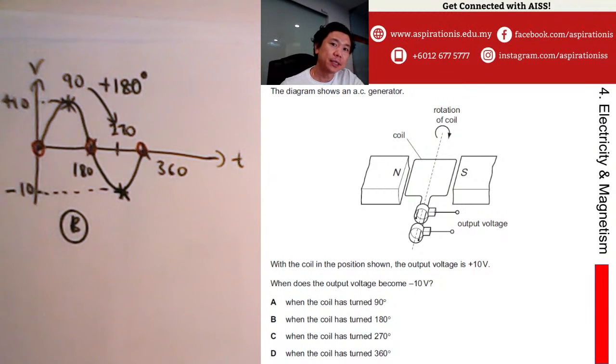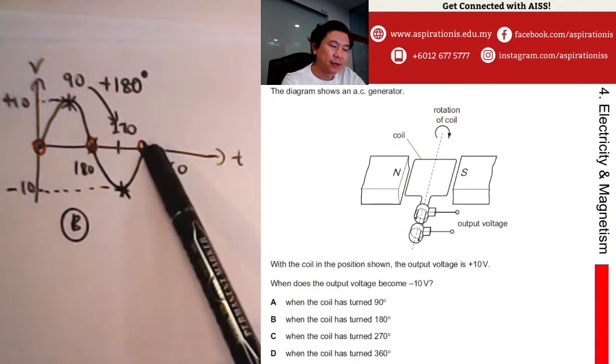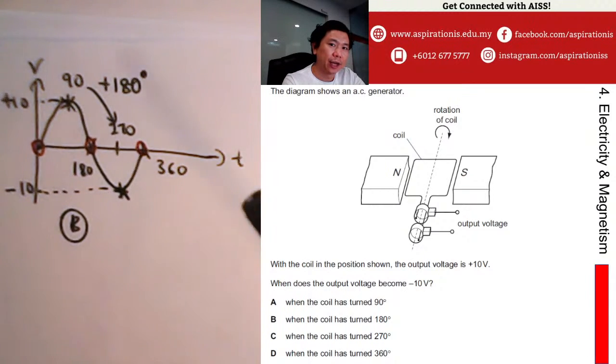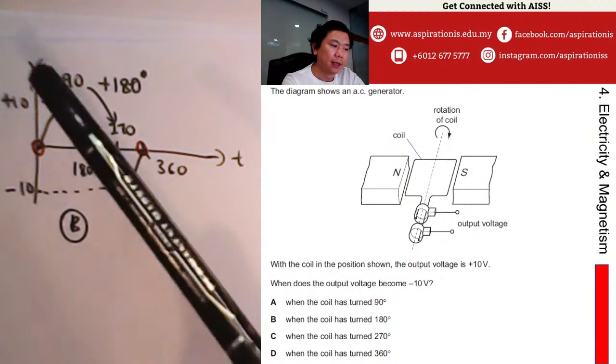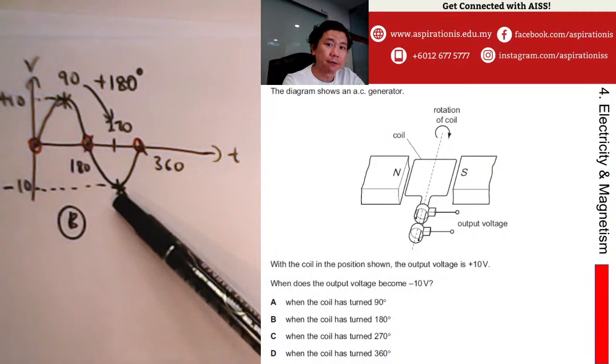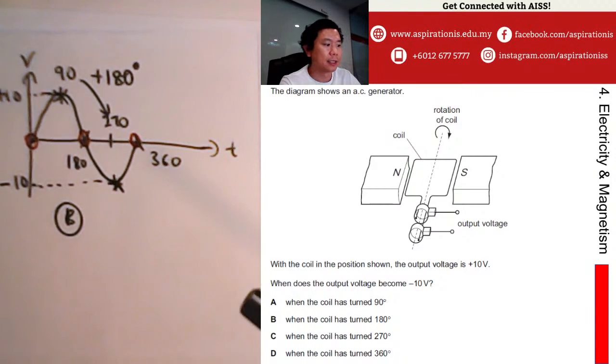I repeat the question. The red dots here, does this happen when the coil is vertical or horizontal? So key in red vertical or red horizontal. And the black dots here, does this happen when the coil is vertical or horizontal? So key in black horizontal or black vertical.